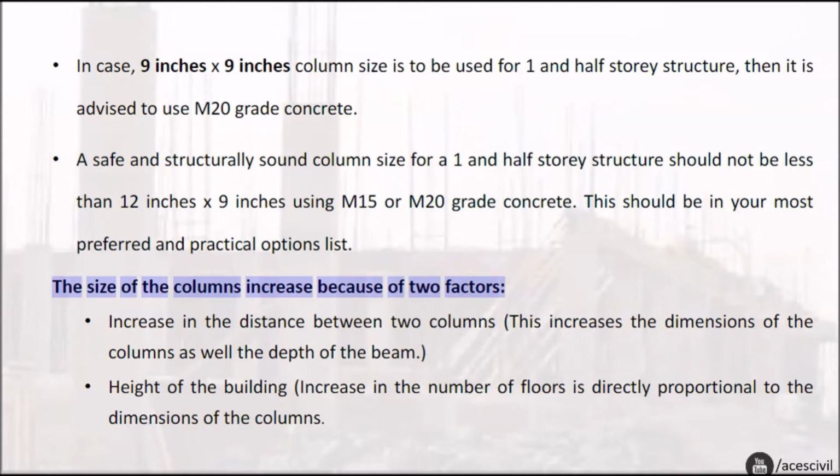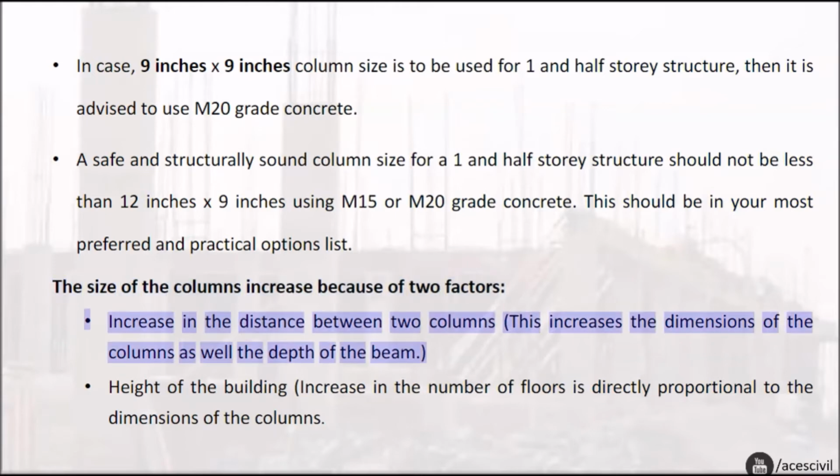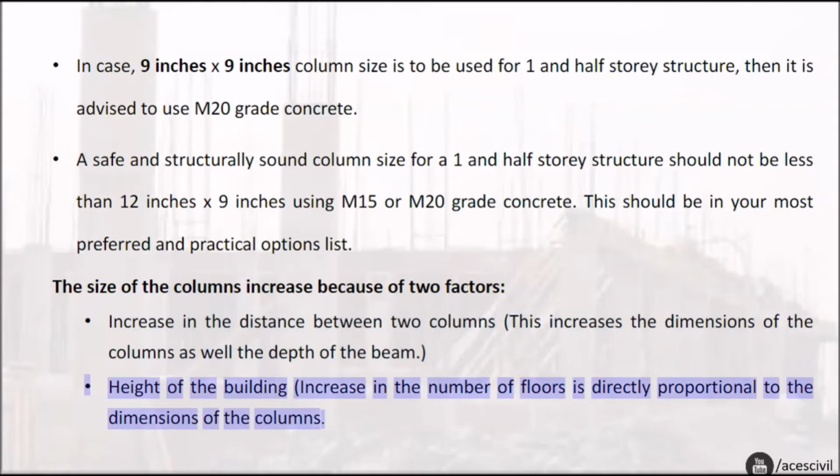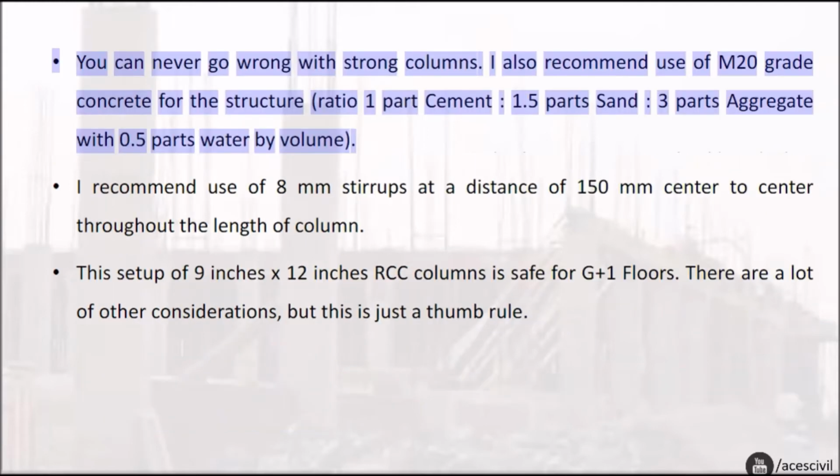The size of the columns increases because of two factors. Increase in the distance between two columns: this increases the dimensions of the columns as well as the depth of the beam. Height of the building: increase in the number of floors is directly proportional to the dimensions of the columns. You can never go wrong with strong columns.